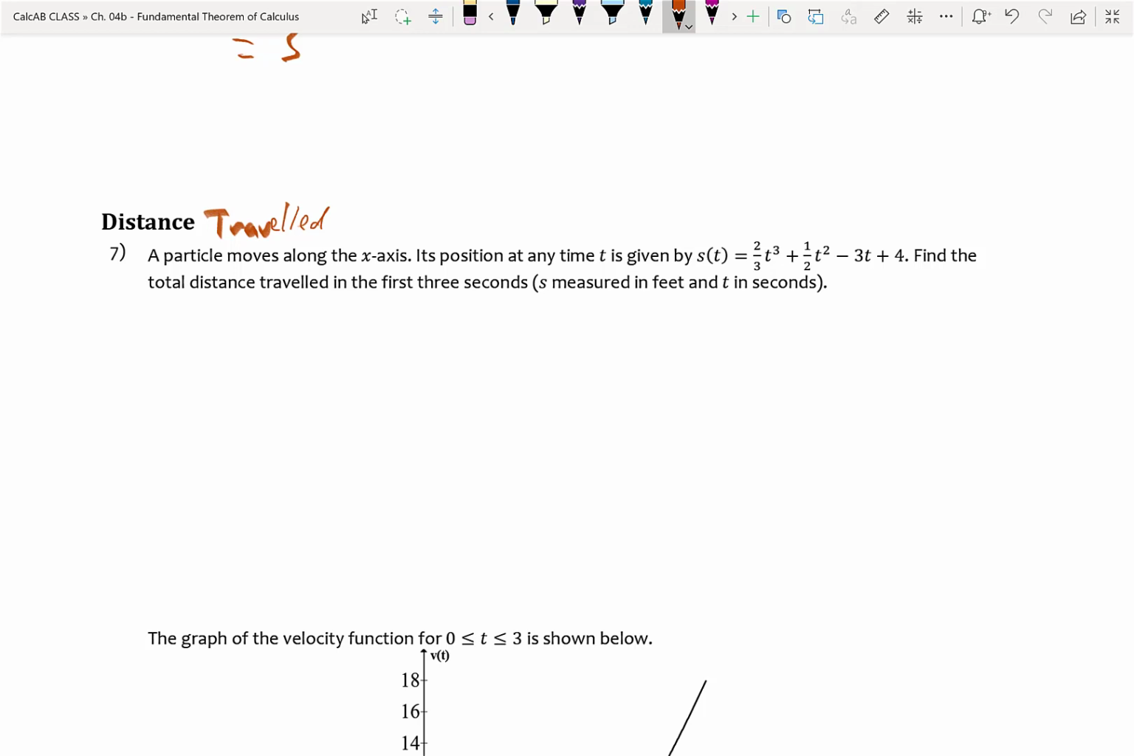So I am a particle. Here's my little particle here, and it's going to move. Watch, I'm going to animate this. It moves here, stops. Then it moves here, stops. Then it moves here, stops. Then it moves there, stops. And what do I really need to know if I want to know the total distance traveled?